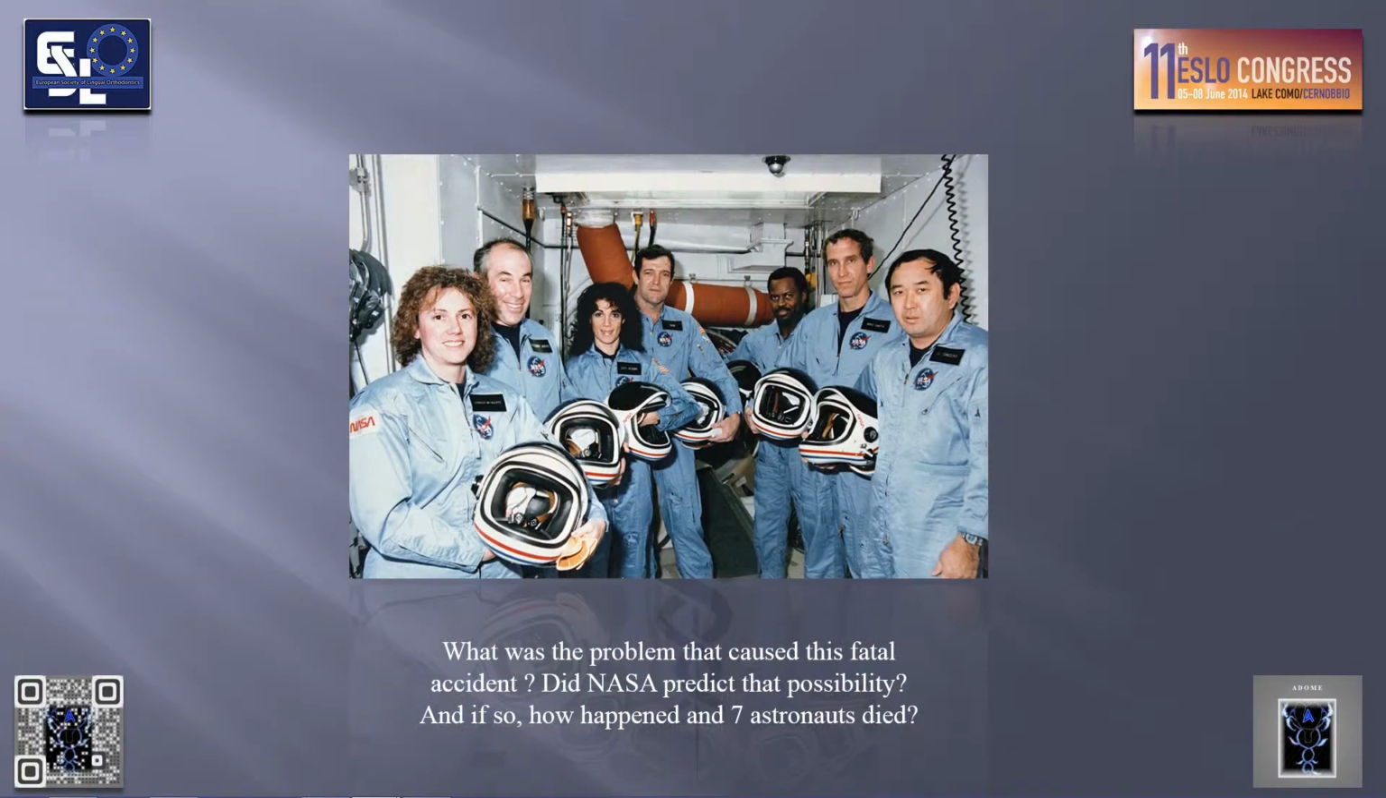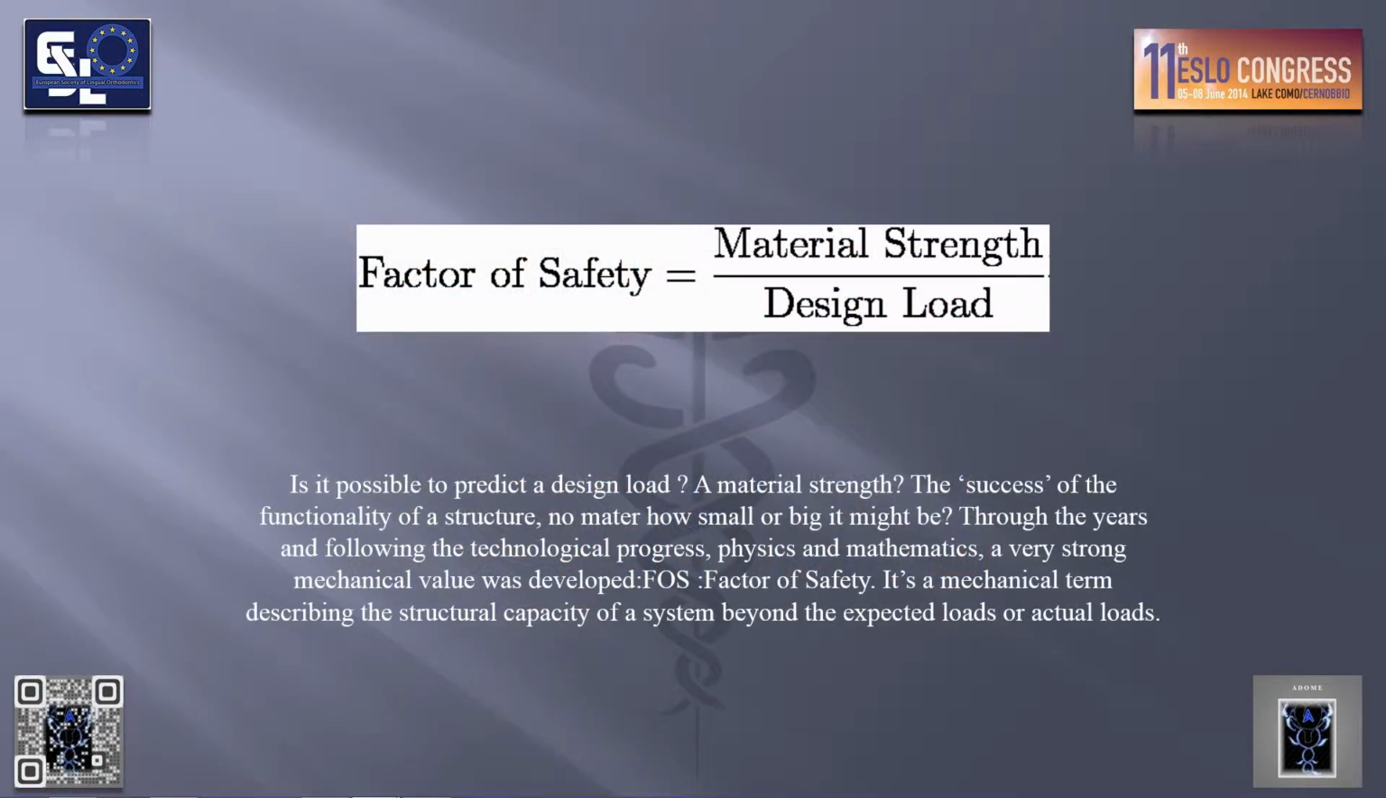What was the problem that caused this fatal accident? Did NASA predict that possibility? And if so, how did it happen and 7 astronauts die? Is it possible to predict a design load? A material strength? The success of the functionality of a structure, no matter how small or big it might be?